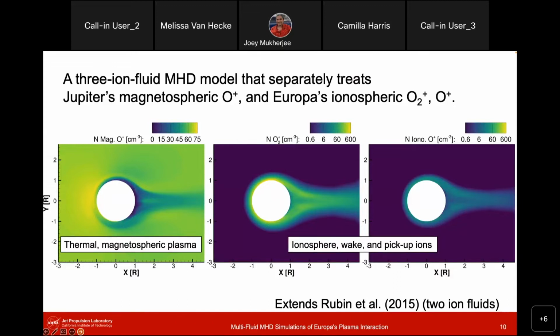On the other hand, we also have 2 fluids to represent Europa's ionosphere, that's O2 plus and O plus. And as I said on previous slides, you have this envelope of the ionosphere, then you have this wake, which is populated with various densities.